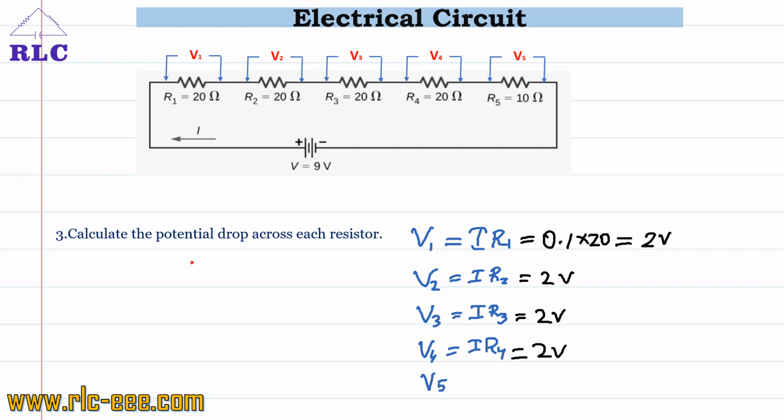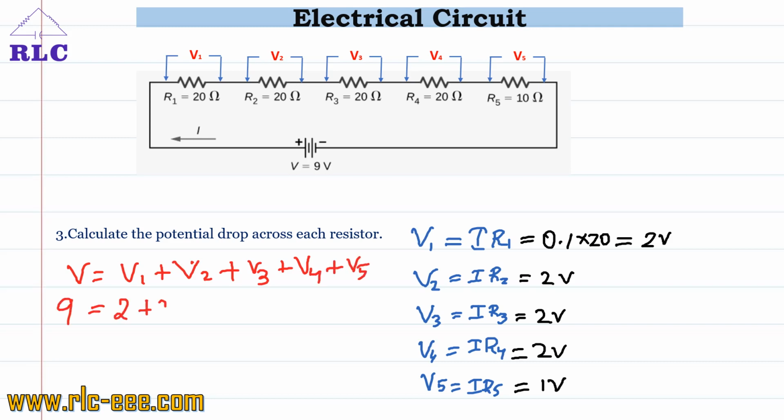Then V5 is equal to I into R5. That is equal to how much? 0.1 into 10, that is 1 volt. Okay, so we found the potential drop across each resistor. Right? We can also verify whether it is equal to the supply voltage. Let us consider V is equal to V1 plus V2 plus V3 plus V4 plus V5. Substitute all the values: 2 plus 2 plus 2 plus 2 plus 1. We will get 9 is equal to 9. LHS is equal to RHS. So it is correct.